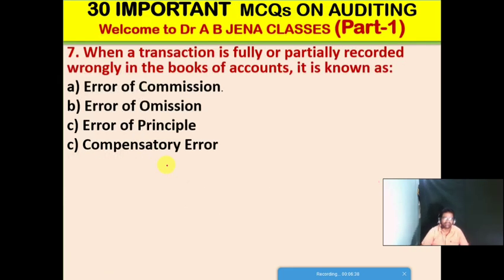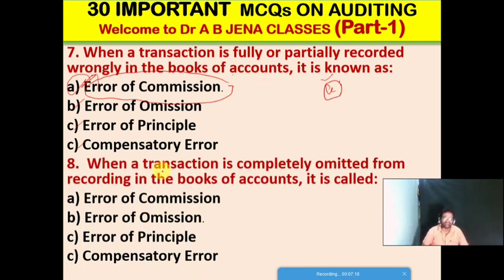So next one MCQ. When a transaction is fully or partially recorded wrongly in the books of accounts, it is known as or called as what? A, it's error of commission. B, it's error of omission. C, it's error of principle. D, it's compensatory error. Friends, so A is the right option for this MCQ. When a transaction is fully or partially recorded wrongly in the books of accounts, it is known as the error of commission. So A is the right option for this MCQ.